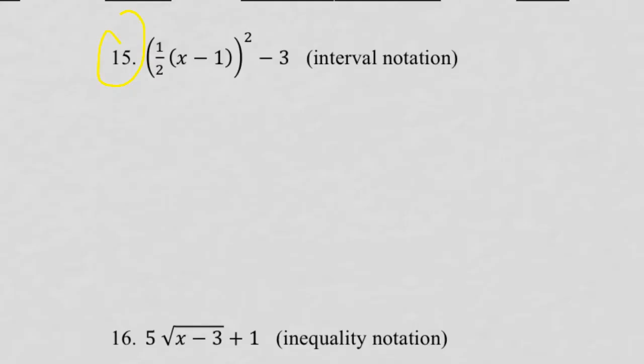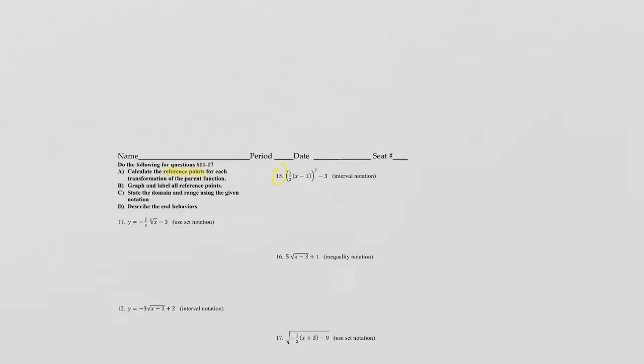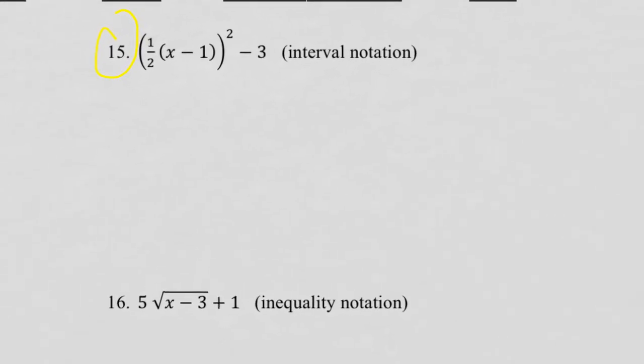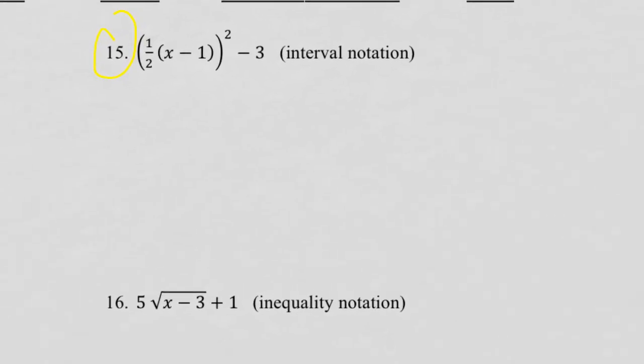Okay, let's continue with number 15. 1/2 x minus 1 quantity squared minus 3. So once again, they want us to find the inverse to restrict the domain, I believe. Oh no, we're transforming. I just completely lost where we're supposed to be on this one. We are transforming the function using the parent function table.